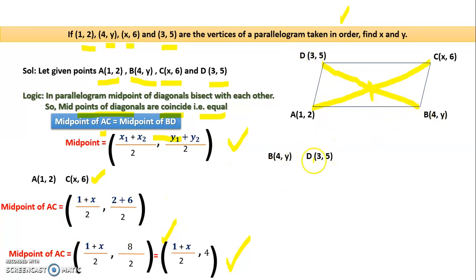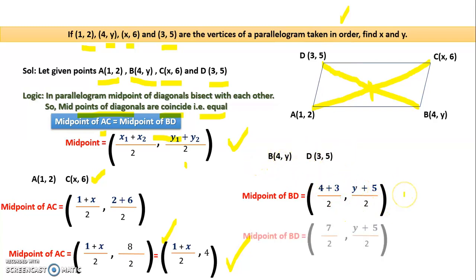Coming to B and D. Similarly, substitute the values x1, x2, y1, y2 in the formula. After substituting, we get (4 plus 3) by 2 and (y plus 5) by 2. So the midpoint is (7 by 2, (y plus 5) by 2). So we have simplified the midpoints of AC and BD.